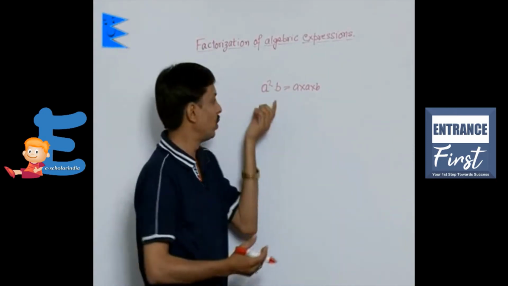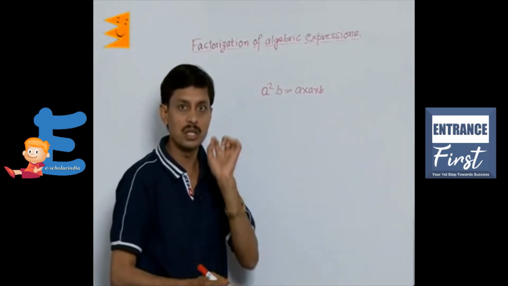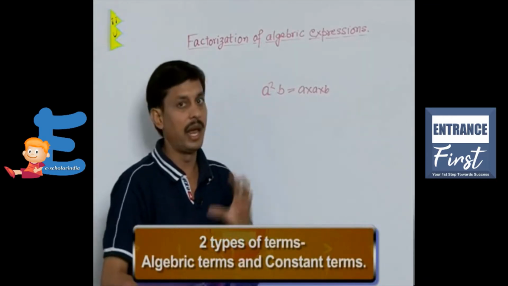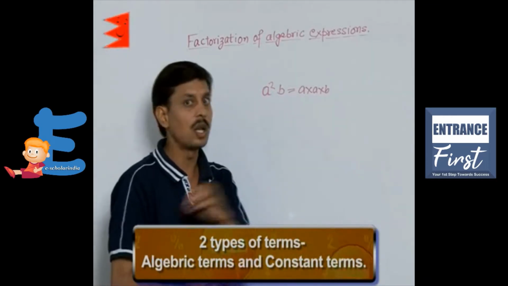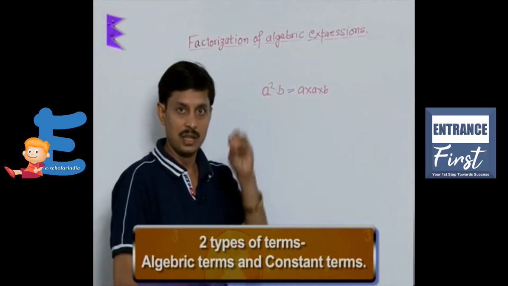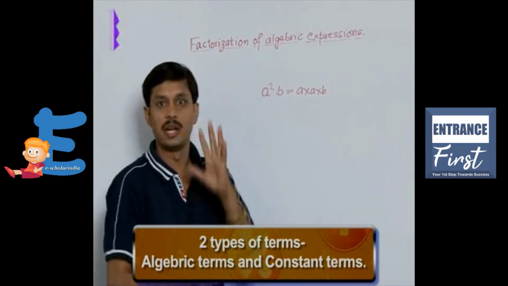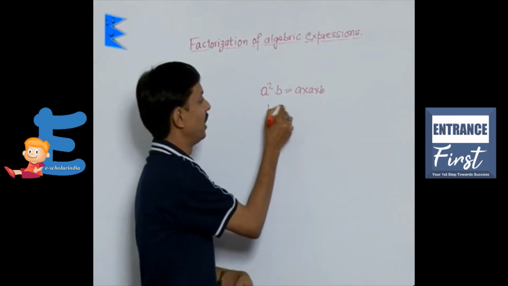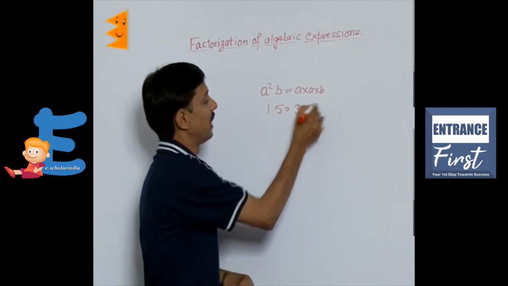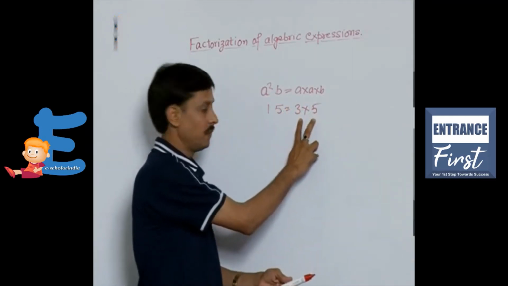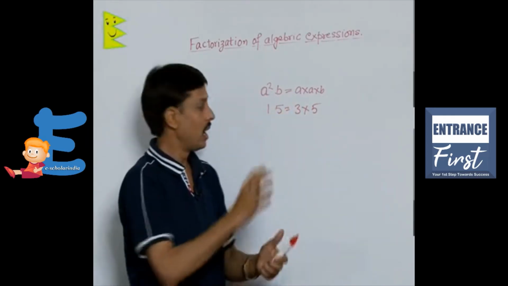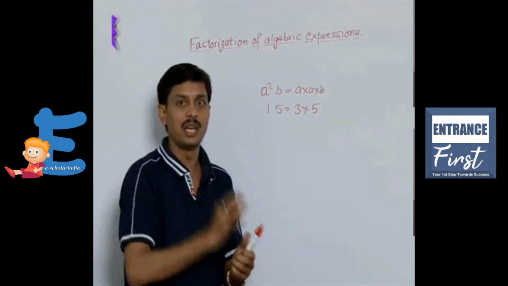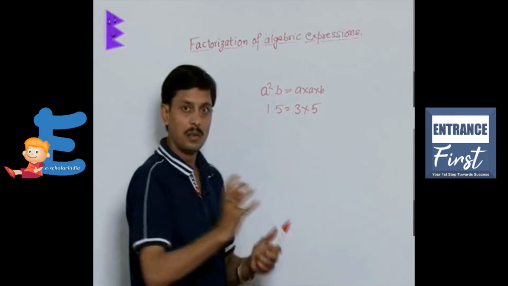This is the decomposition of the term a square b. As I have used the word term here, you must know what a term is. Terms are of two types: algebraic terms, and terms which do not involve any variable. These are known as constant terms. So decomposition of numbers can be like this: 15 is equal to 3 into 5. This is also factorization. 15 is a constant term and a square b is not a constant term because it involves variables. The variables are a and b.